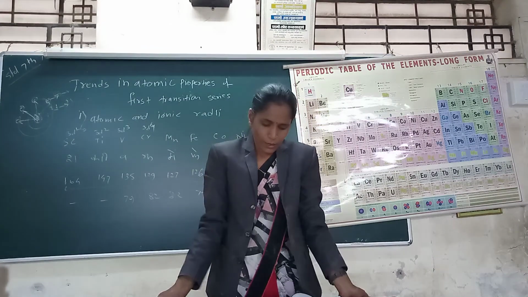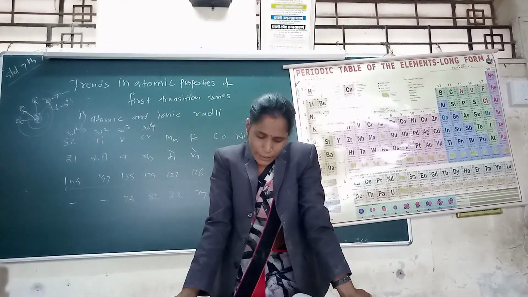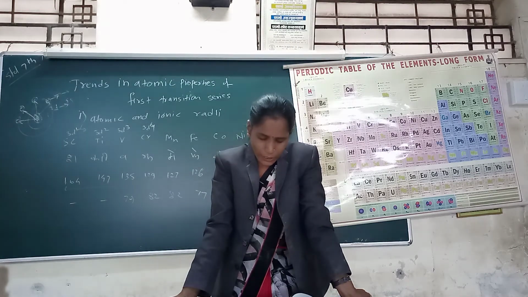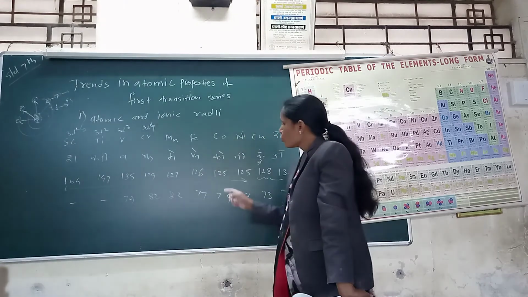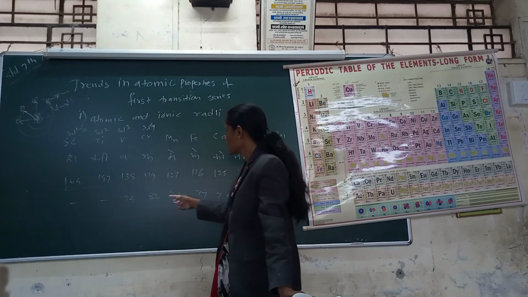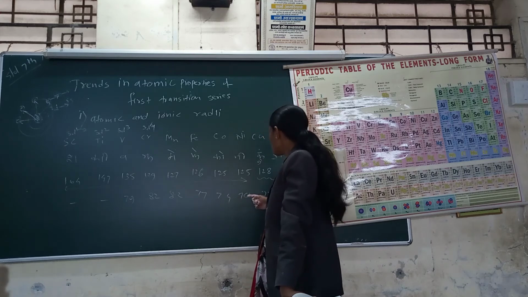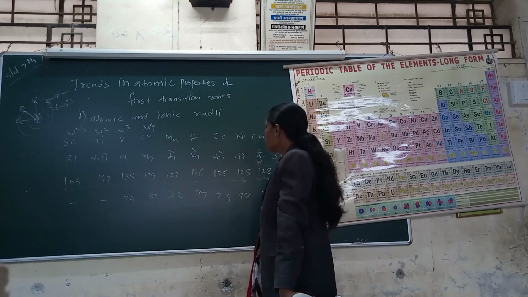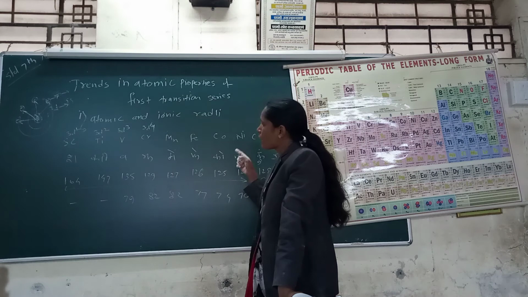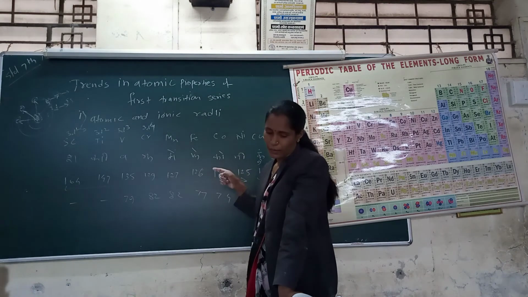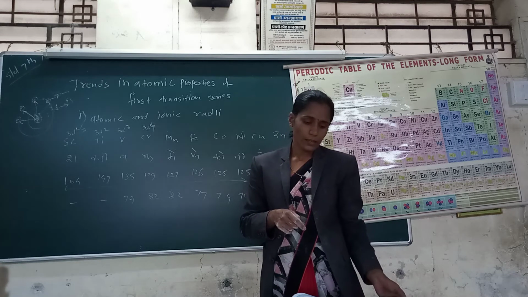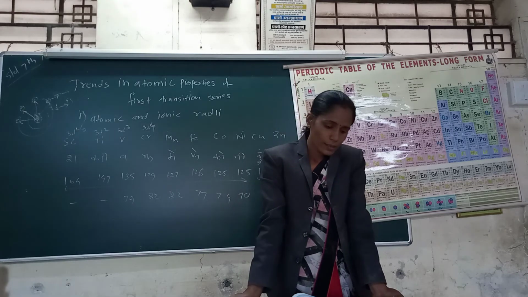The ionic radius gradually decreases, and in some cases gradually increases due to the screening effect. Here 79, 82, 82, a small increase, again decreases up to nickel and again increases. This means the trend of ionic radius is not regular because of the screening effect. These ions also show the screening effect, and due to this, the radius is not regular.